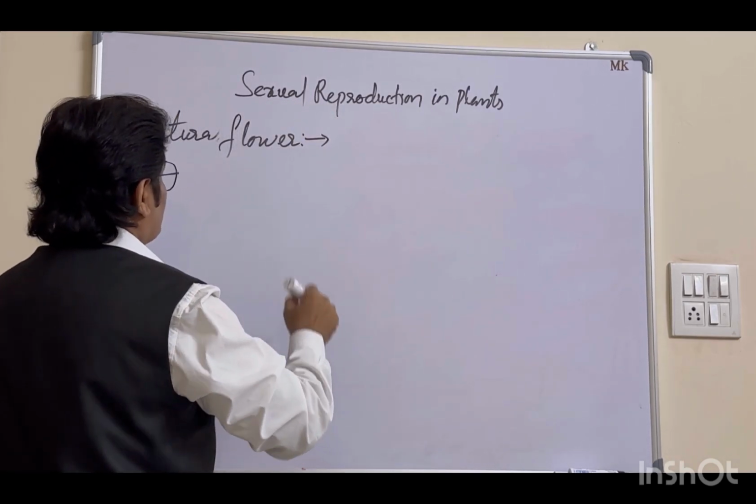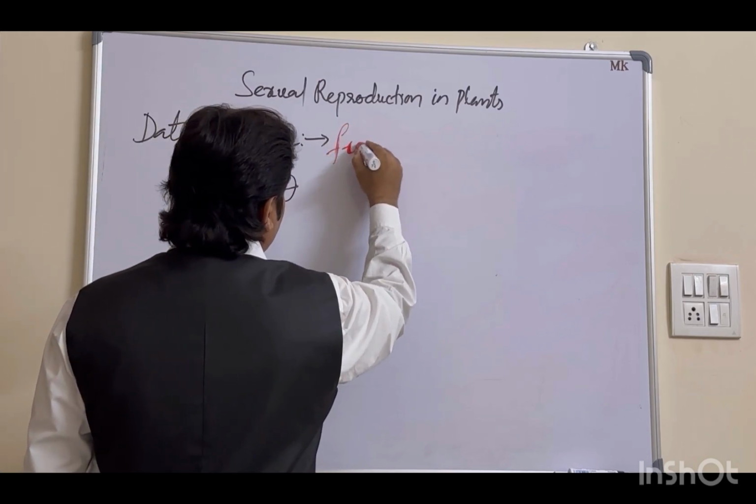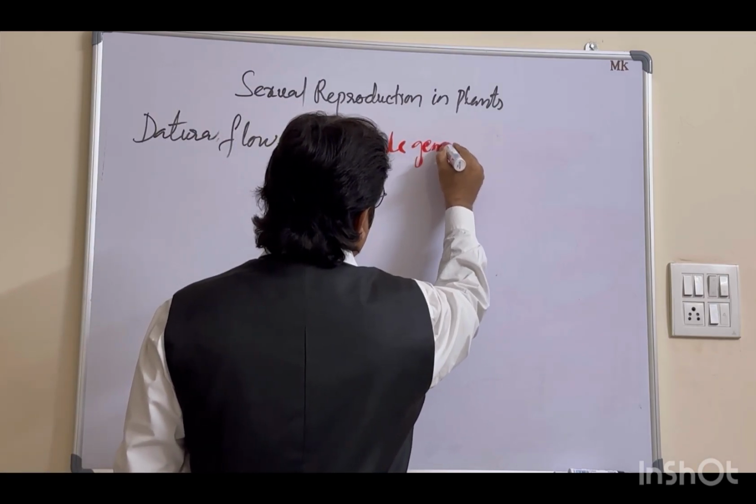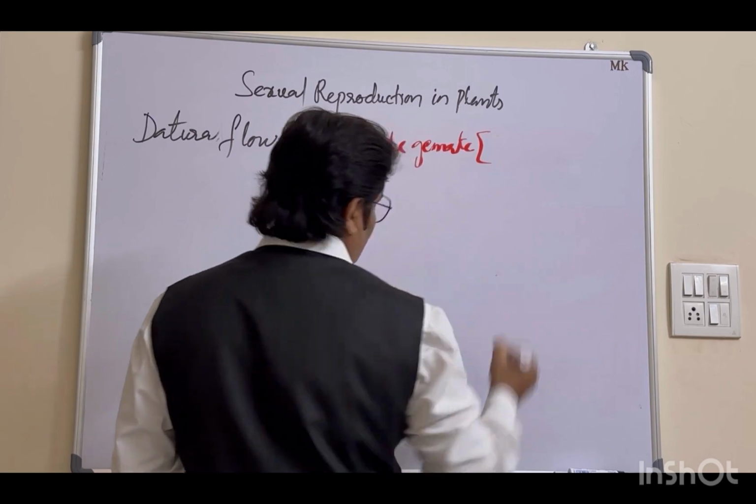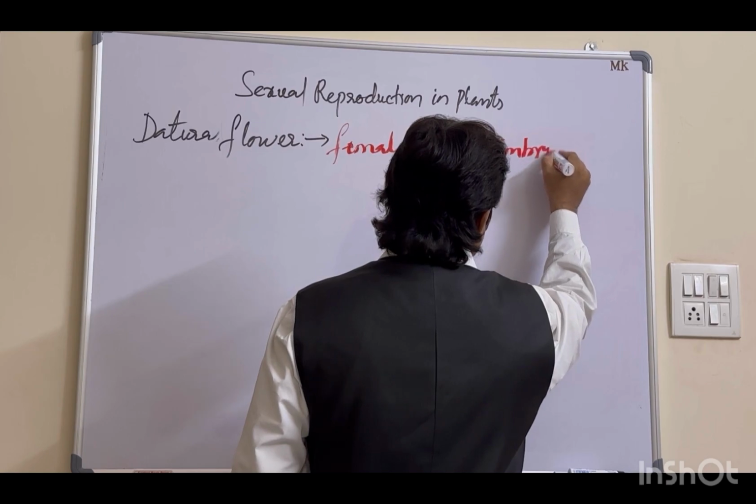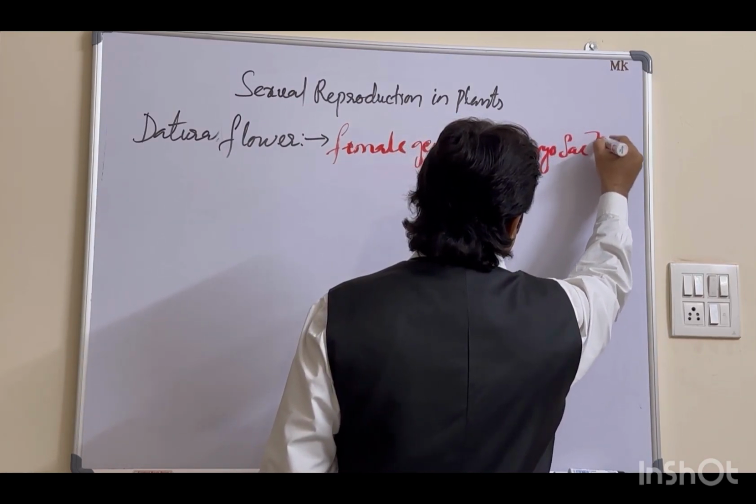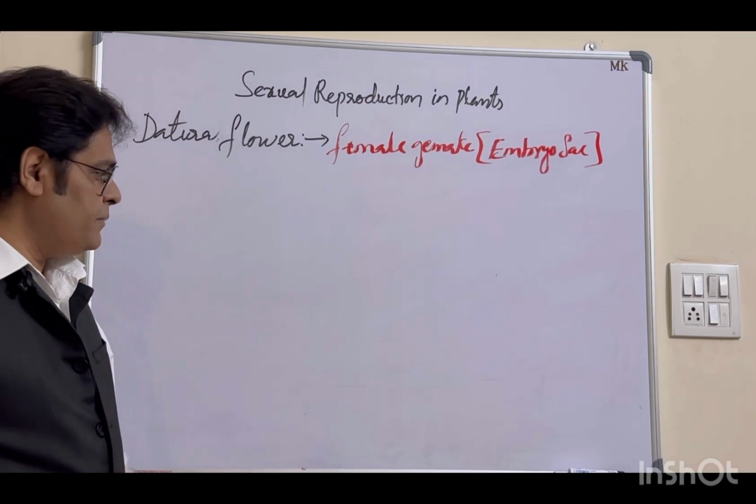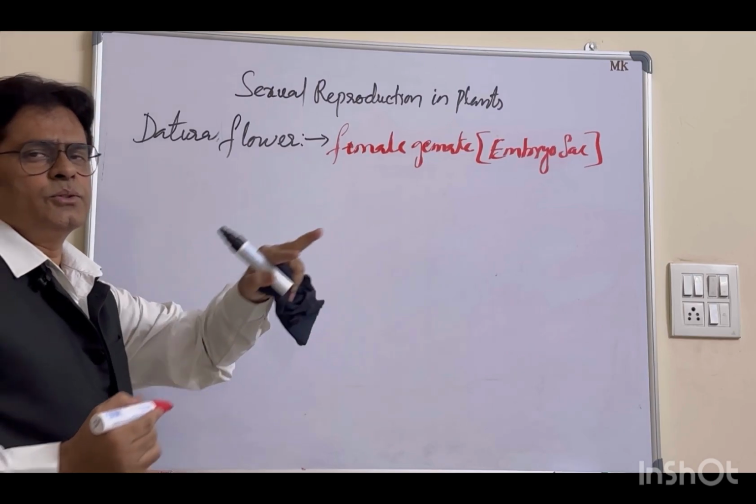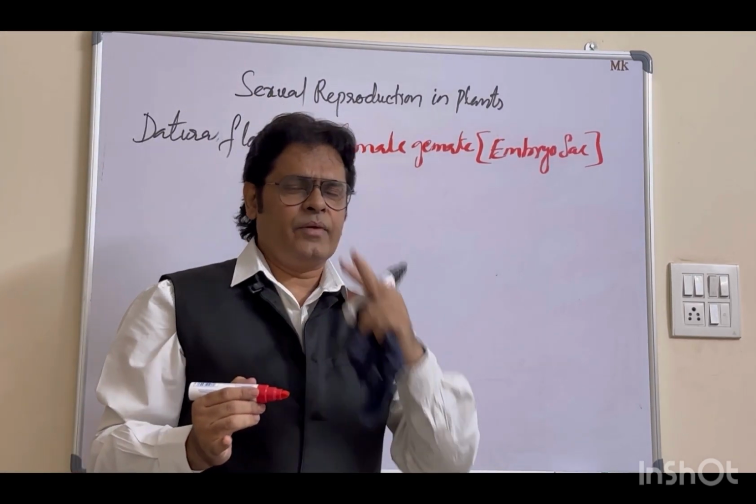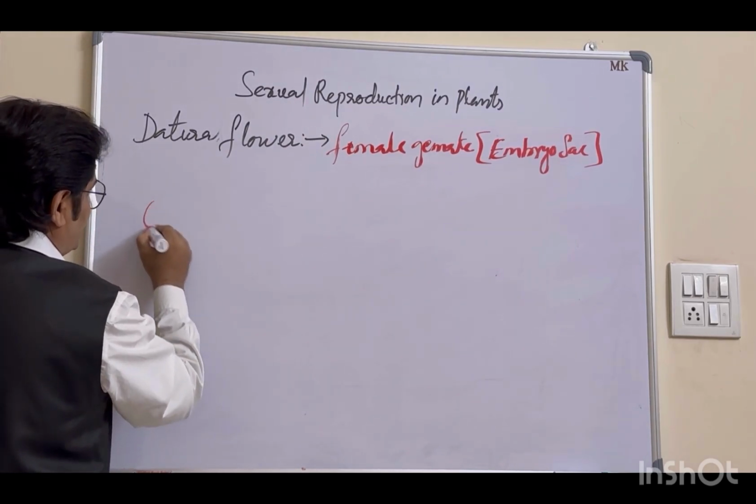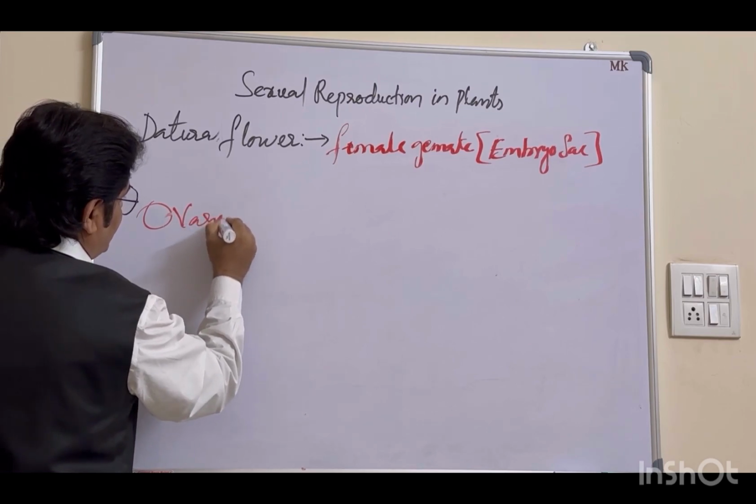So next is the formation of female gametes. What is the female gamete called? Embryo sac. So the female gamete is called the embryo sac. Here also I'll show the flowchart, and easily you can frame the answer. Production of embryo sac can be seen in the ovary. So the first part is called the ovary.